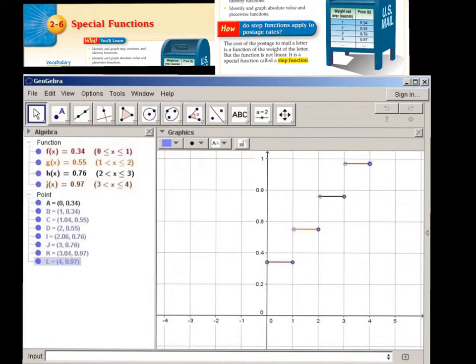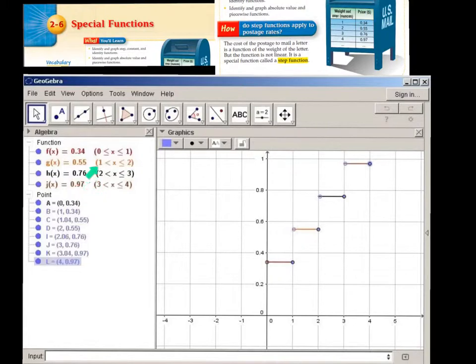I used GeoGebra to graph this particular step function. You can see that for the values between, well, that should have been "or equal to" probably on the 0, because every piece of mail is going to weigh something. Between 0 and 1, the postage is 34 cents. So I've got an open circle on 0 because it shouldn't equal 0, closed circle on 1.